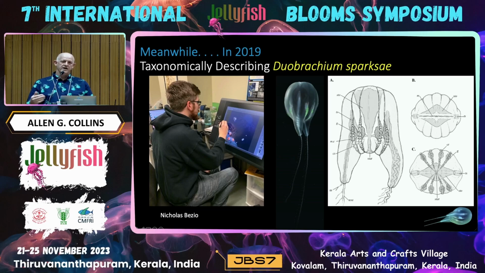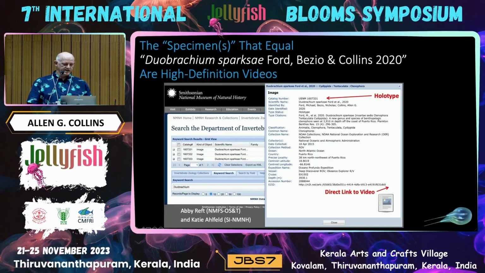But at this time, I had a very talented scientific illustrator working with me in the lab, Nick Bizzaio, and he started sketching this out, and I realized we were getting way more information out of the videos than I expected. And I thought, well, maybe we can actually name this species. And so we did. We got the name Duobrachium sparksei.